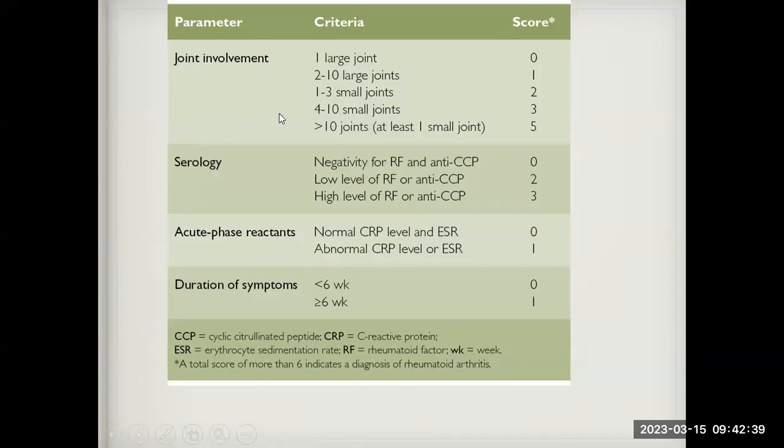Actually, this is the ACR EULAR classification criteria, the new classification criteria. This also helps us to diagnose rheumatoid arthritis early. If you look at this, if more than 10 joints are affected, with at least one small joint, even if rheumatoid factor, ACPA, CRP, ESR, everything is negative, if it was there for more than 6 weeks, it is going to be classified as rheumatoid arthritis. Yeah, so you don't always have to have positive inflammatory markers or positive rheumatoid factor, right? So we are going to detect things early.